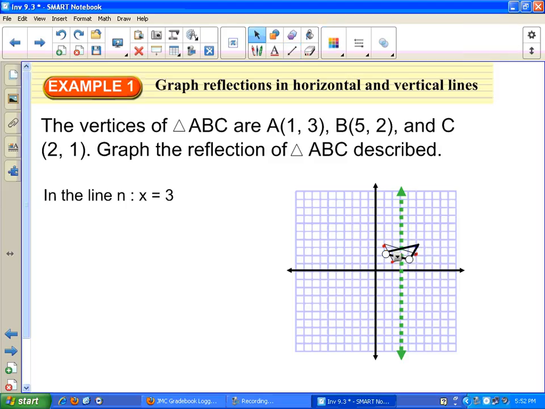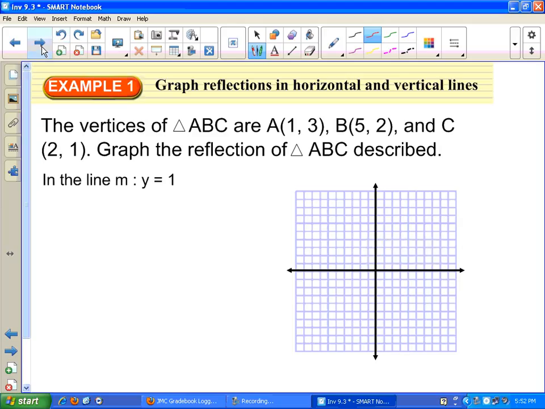Fix this line a little bit. There we go. Just a reflection. Okay. Notice this point, same height, same distance away. This point, and this point, same height, same distance away. This point, same height, same distance away from the line.